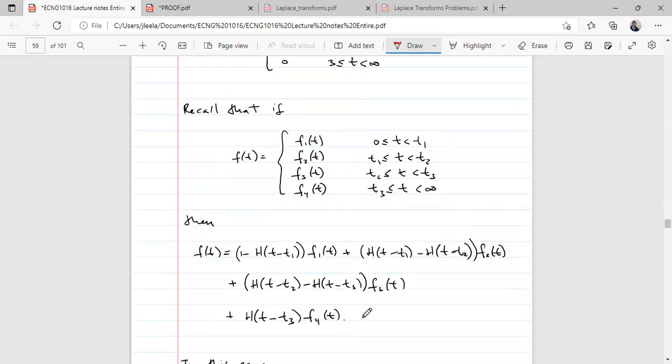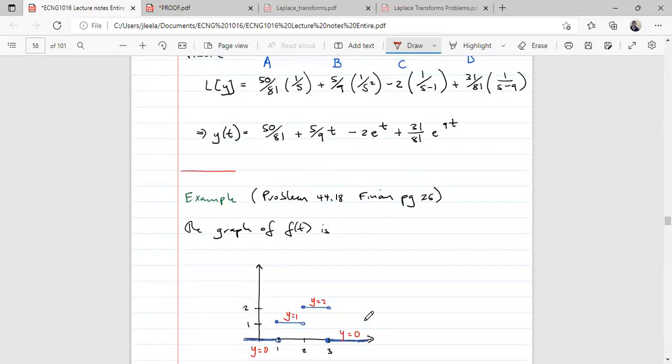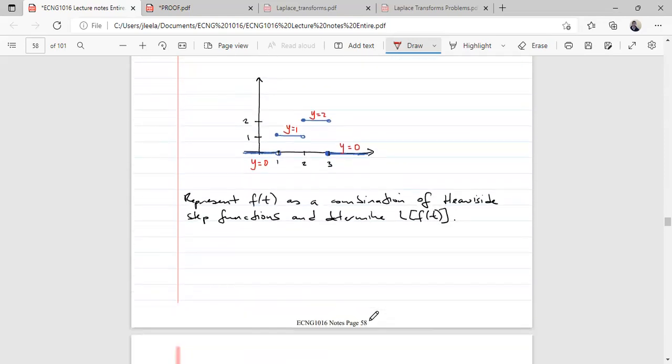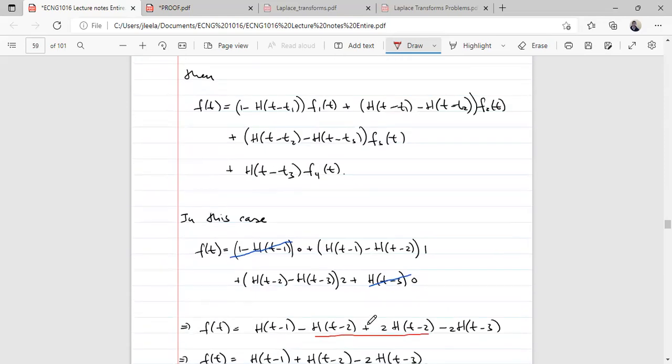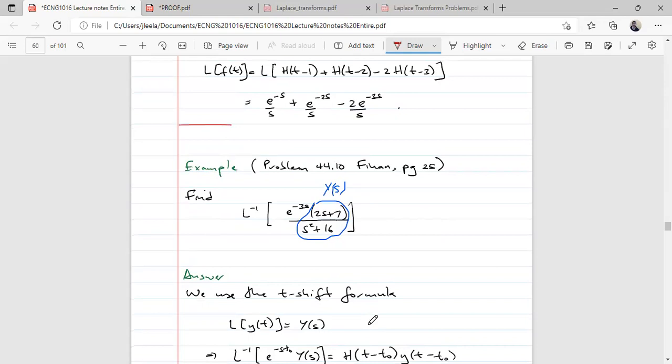So that was our problem in Finan, right? This is 44.18, right? So another problem, 44.10: the Laplace inverse of e to the minus 3s times 2s plus 7 over s squared plus 16, right?